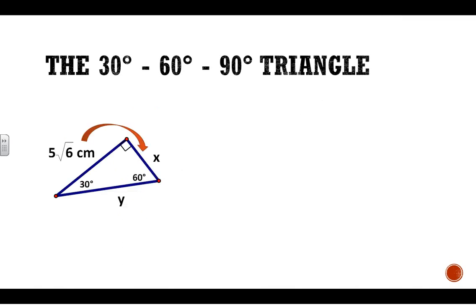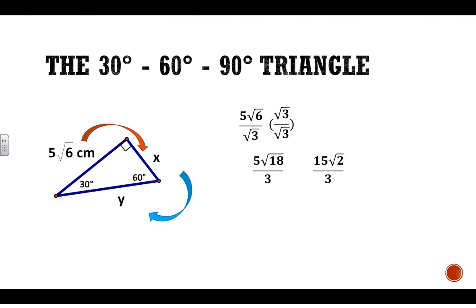5 radical 6 divided by radical 3. Again, I can just divide the radicals. I'm going to end up with 5 radical 2. And then to go from the short leg to the hypotenuse, I multiply by 2, and I get 10 radical 2. So again, radical 6 divided by radical 3 is radical 2. I'm just showing the long way around. And then multiply by 2. That's it. It's a pattern.